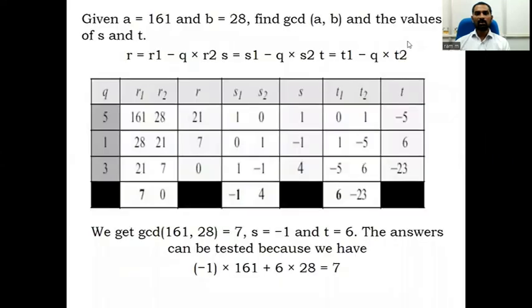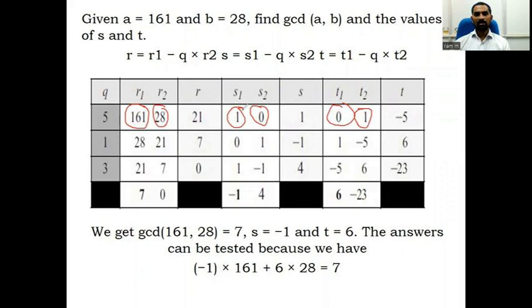Now we'll see the extended Euclidean theorem with an example. You need to find the GCD of 161, 28 along with the values of S and T. To find that, we take initially R1 as 161 and R2 as 28. We initialize S1 as 1 and S2 as 0, T1 as 0 and T2 as 1. These are the initial values we start with.